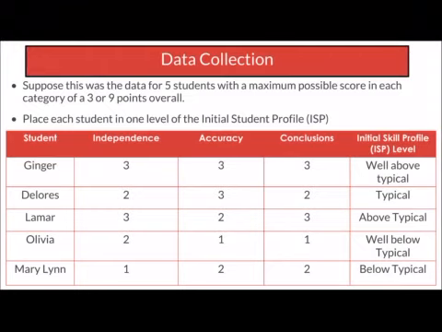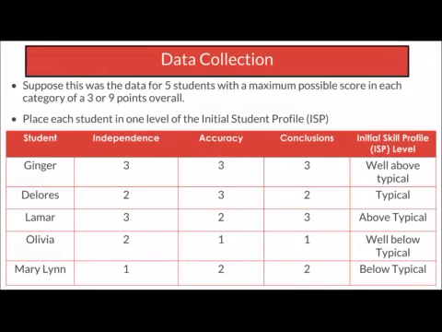So this is what that might look like for this science teacher. He walked around as students were doing lab experiments, and then he ranked them a 1, 2, or a 3 in each of these areas of independence, accuracy, and drawing conclusions. So just a couple of examples. Ginger. She got a 3, a 3, and a 3. That was the highest possible score she could get. So she's considered well above typical. She got 9 out of 9.